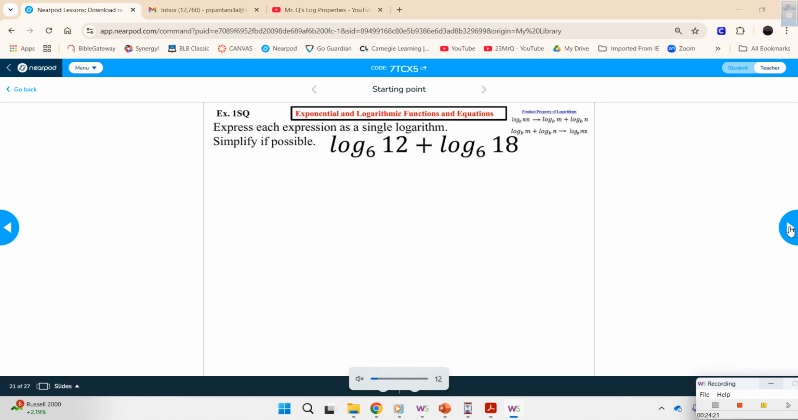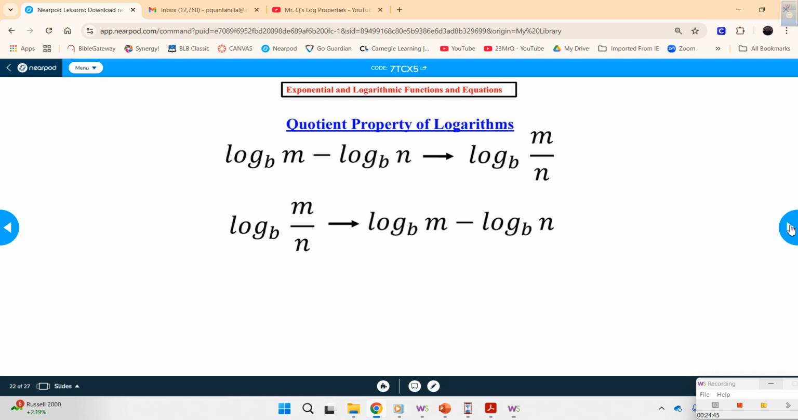Let's move on to the next one. Copy this on your paper. Quotient property of logs. The word quotient implies division. That's what quotient means, the answer to a division problem. And what does it say, Mr. Q? It says that if you have two logs of the same base and they are subtracting, what do we do with the given numbers? We divide the given numbers.